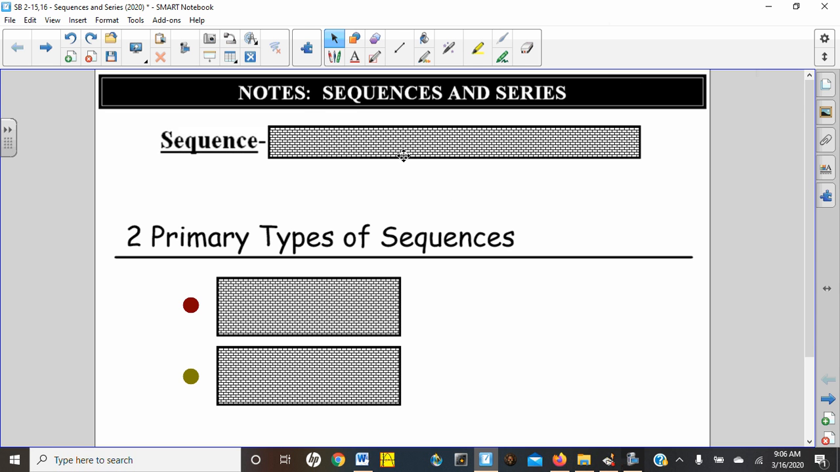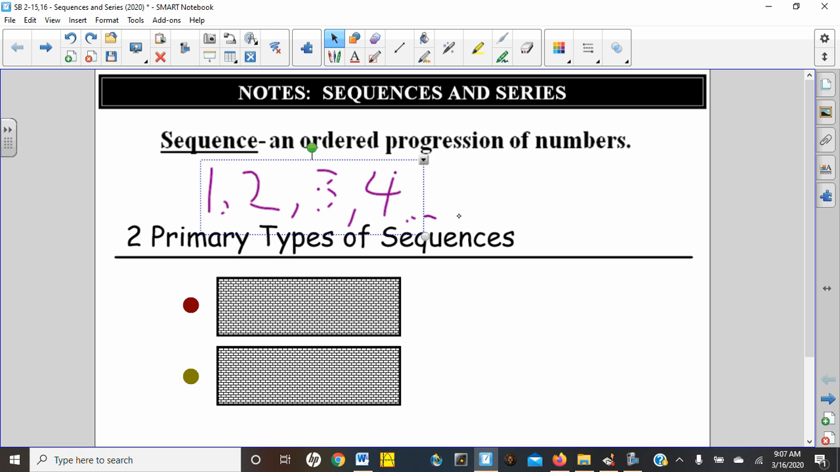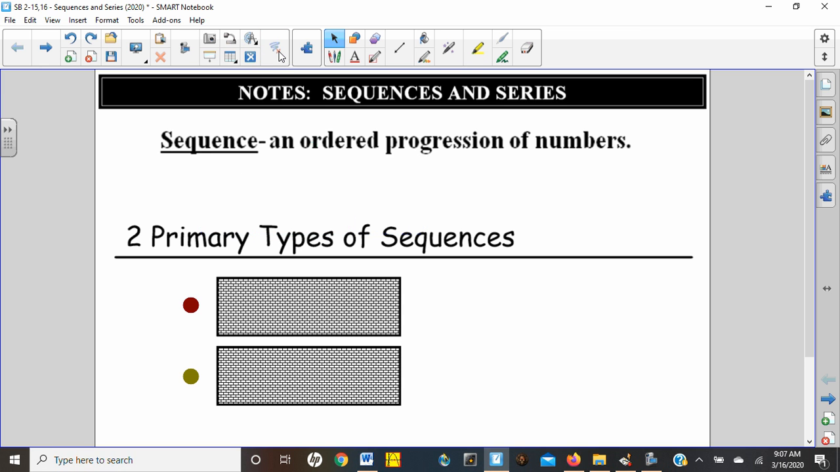What is a sequence? A sequence is an ordered progression of numbers, and that could come in so many different flavors. It could be a simple progression like our counting numbers, 1, 2, 3, 4, dot, dot, dot, forever, right? Those are just going up by 1 each time. It could go 2, 4, 6, 8. That would be going up by 2 each time.